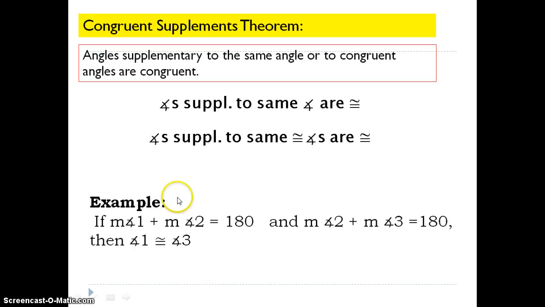Here's an example. If the measure of angle 1 plus the measure of angle 2 is 180, and the measure of angle 2 plus the measure of angle 3 is 180, then you can say that angle 1 and angle 3 are congruent. Because each time you're adding 1 to angle 2 to get to that 180, and here you're adding 3 to angle 2 to get 180. So that means that these two would have to be the same, because obviously angle 2 would always be the same.